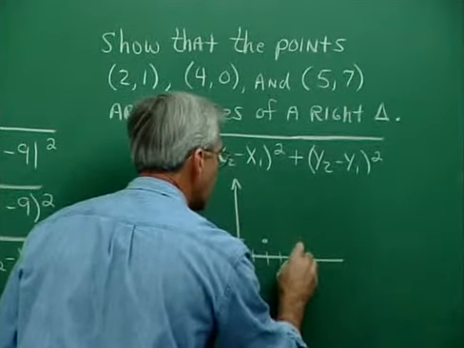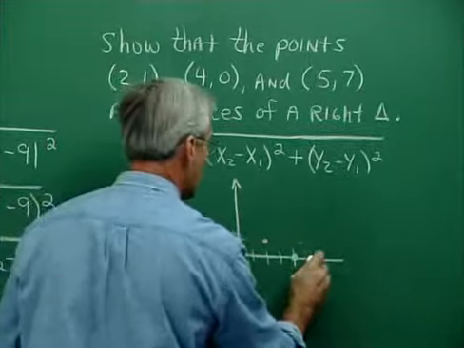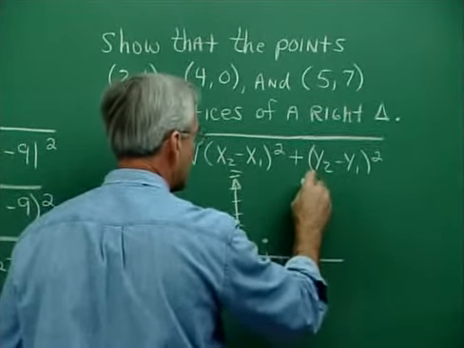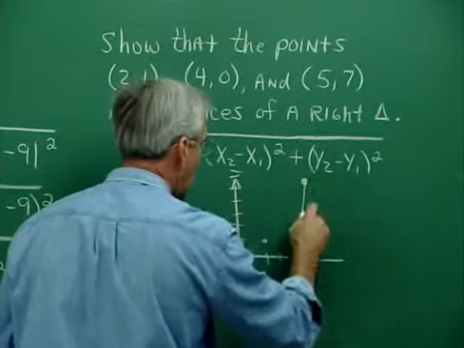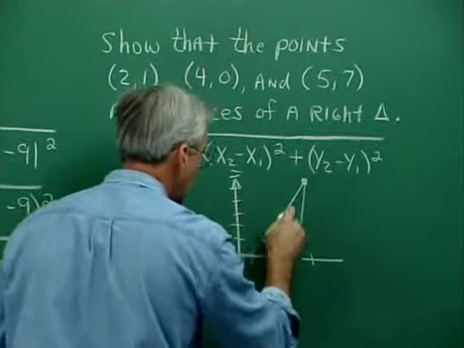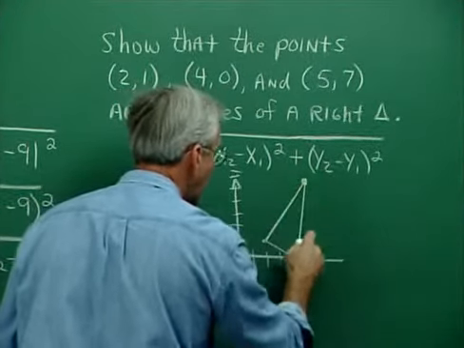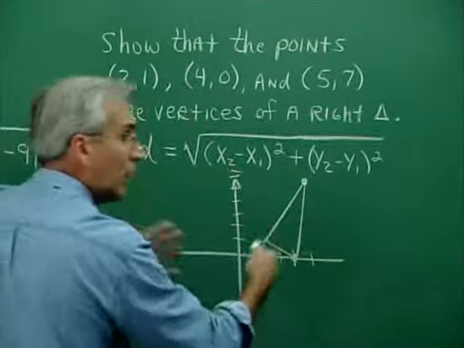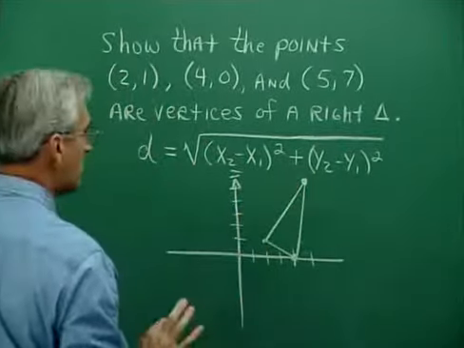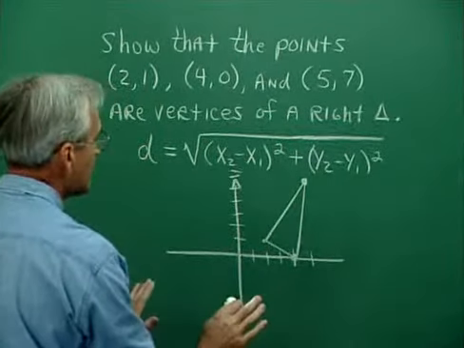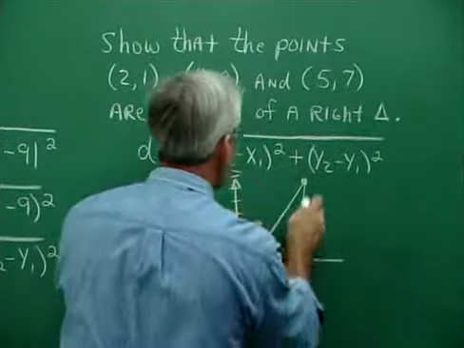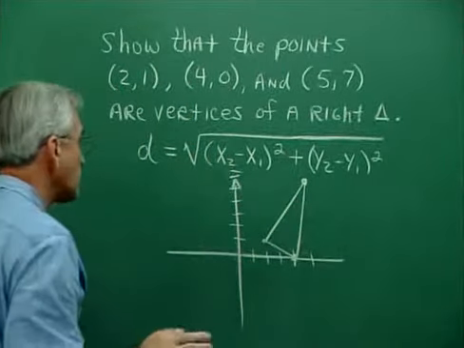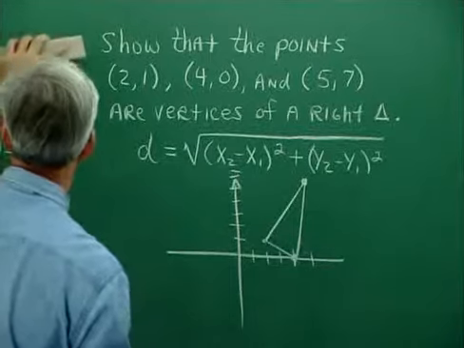All right, here's 4,0. And then the point 5,7. Here's 5, and then up 7, somewhere up in this neighborhood, let's say. Now, are these points the vertices of a right triangle? It almost looks like that may be a right angle. I sketched it roughly, so it might be. You know, we just don't know. But that's the idea, that we want distance between the points in order to determine whether or not we have this special relationship between the sides of a right triangle.